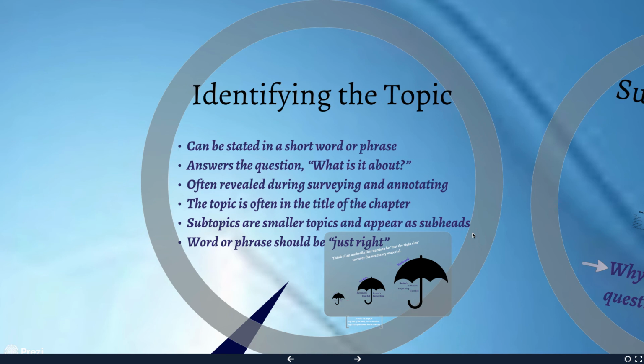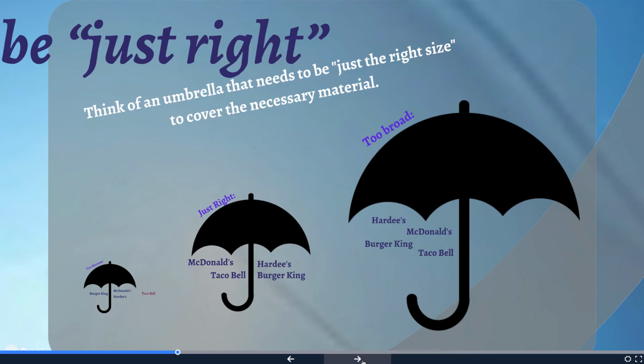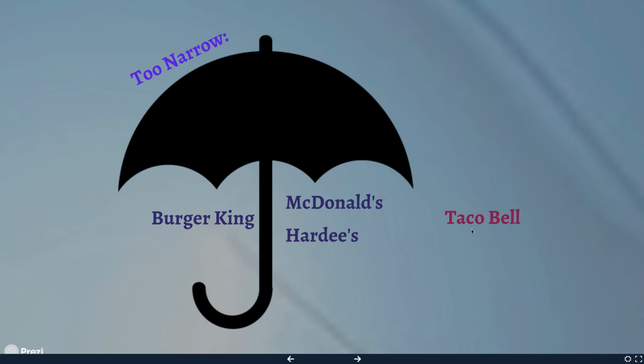And topics can either be just right, too broad, or too narrow. That's what I want to look at right now. I want you to think of the topic as an umbrella. An umbrella has to be a certain size. Umbrellas could sometimes be too small or too narrow. Sometimes they could be way too large. And you really want to find an umbrella that is just right.